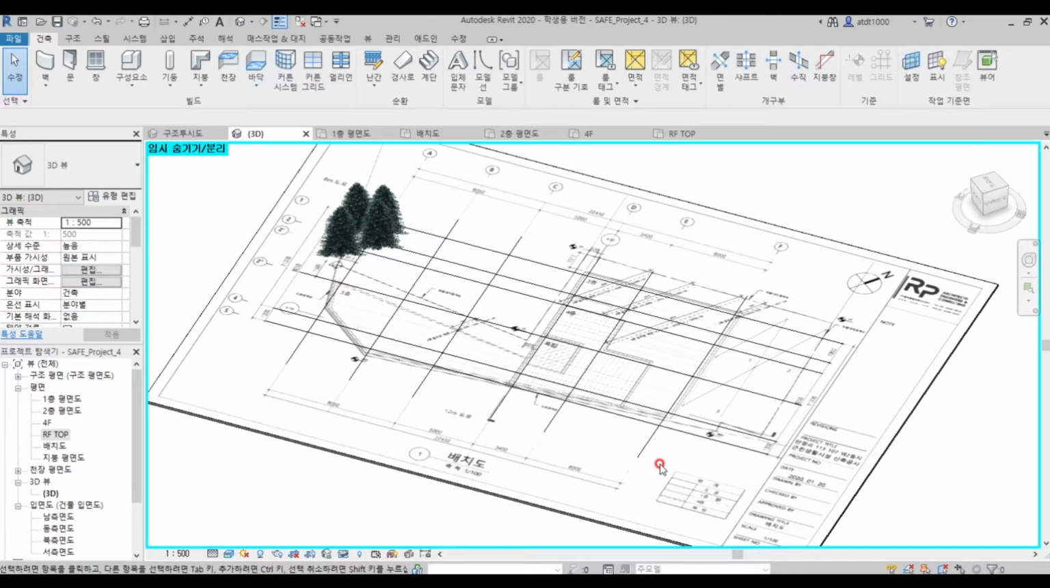The most important thing is the grid I mentioned before. The intersections of the grid are the centers of the structural columns. So the grid should be considered.